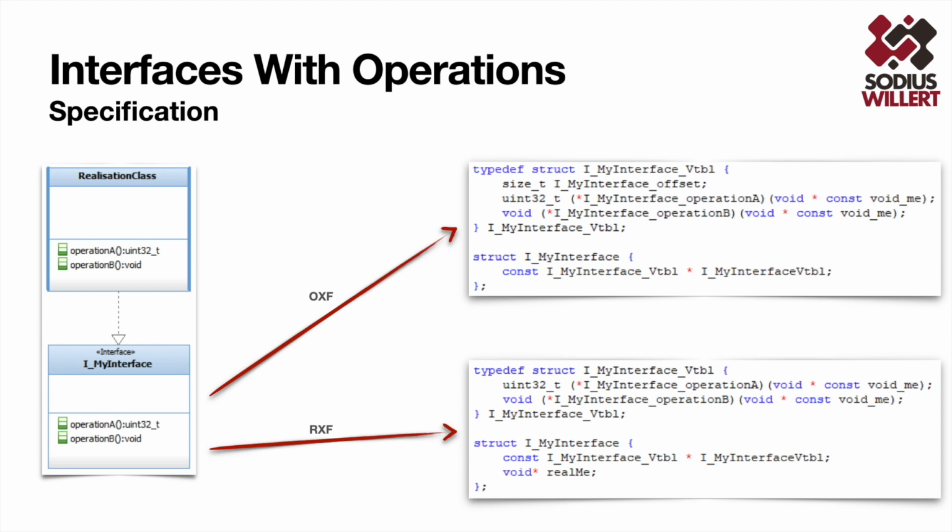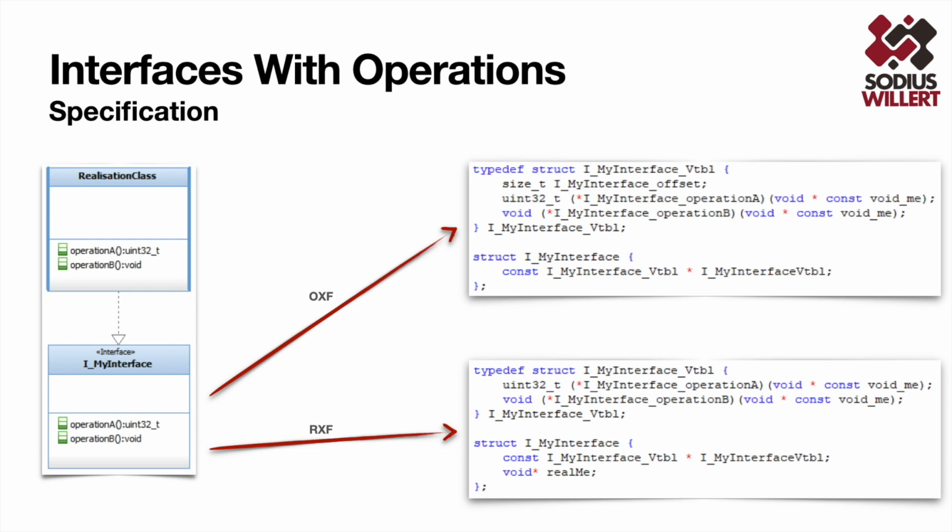In the following, the differences of the conventional code generation for interfaces, marked as OXF, compared to the new code generation, marked as RXF, will be shown. First, we will discuss interfaces with operations only, without event receptions. Let's look at the specification of an interface.